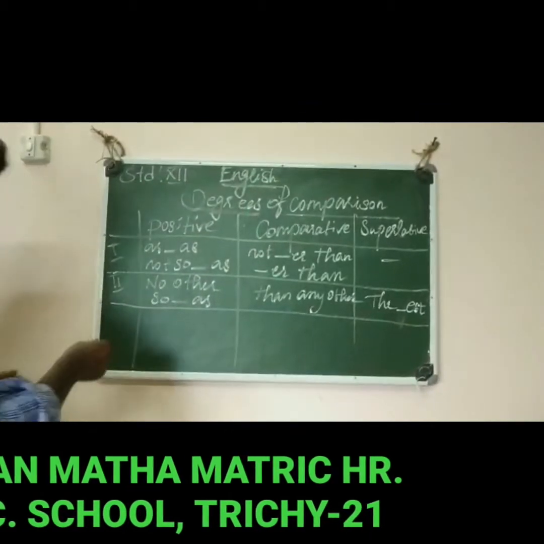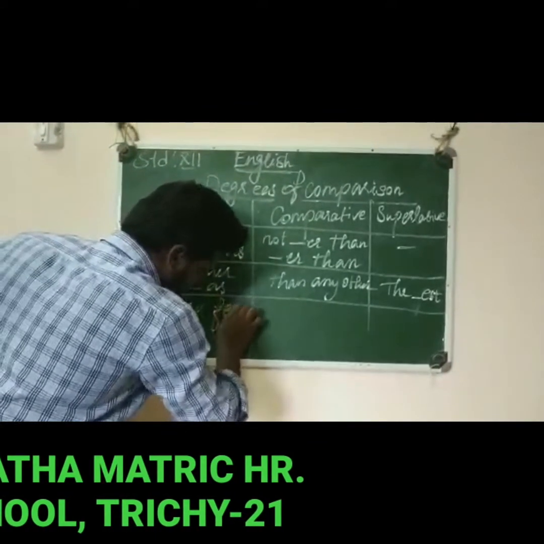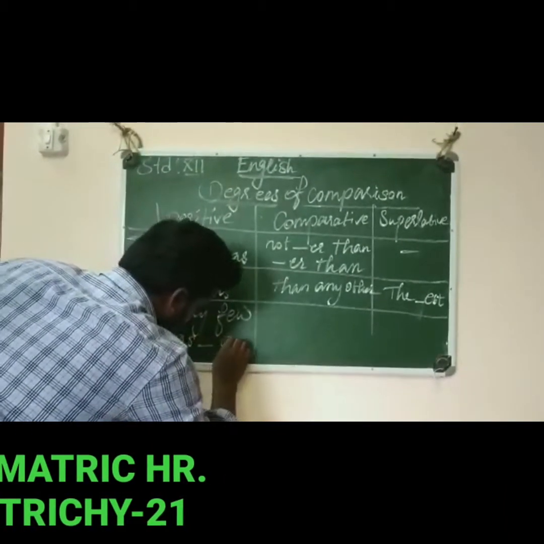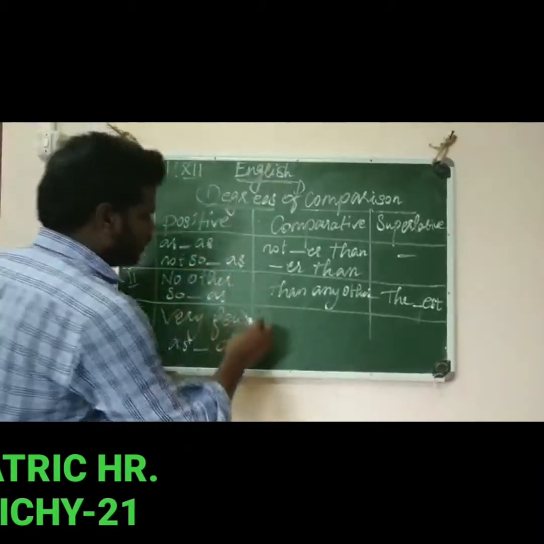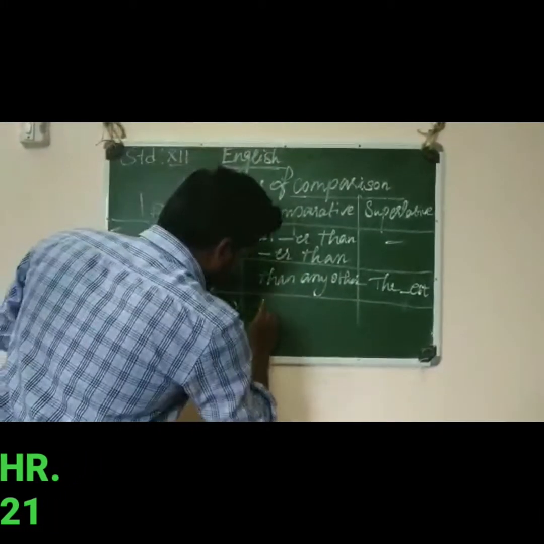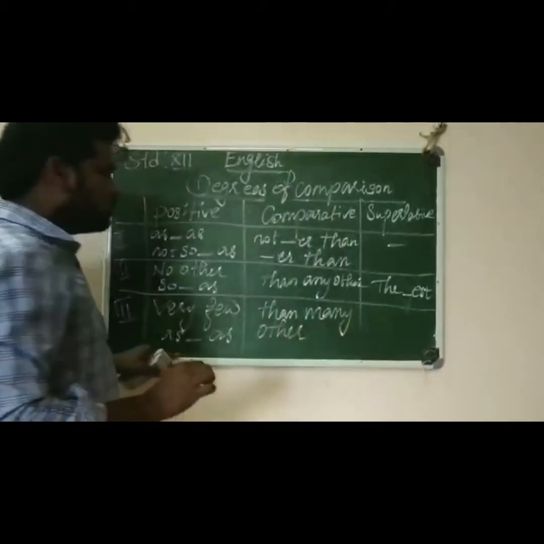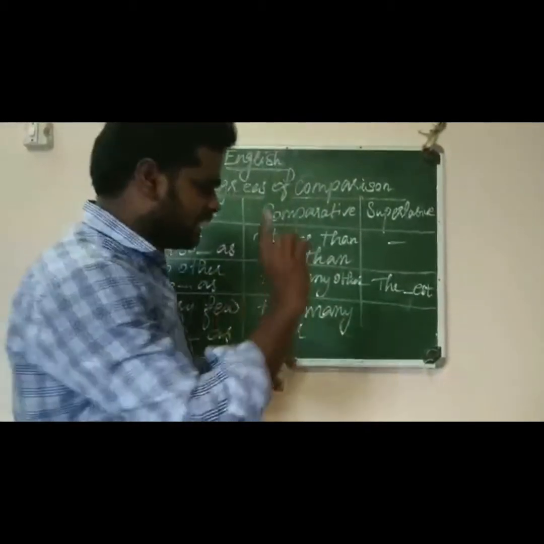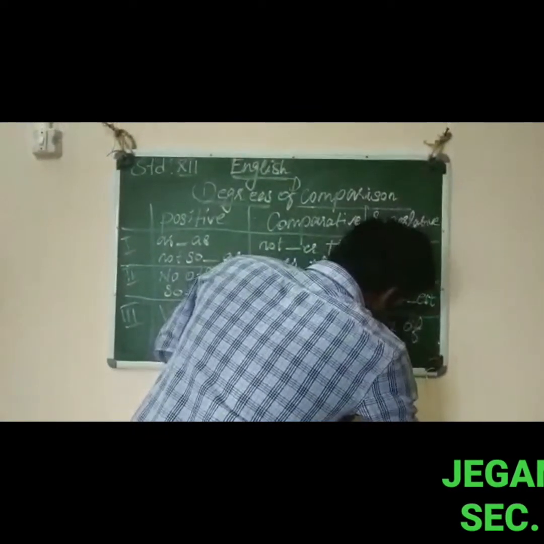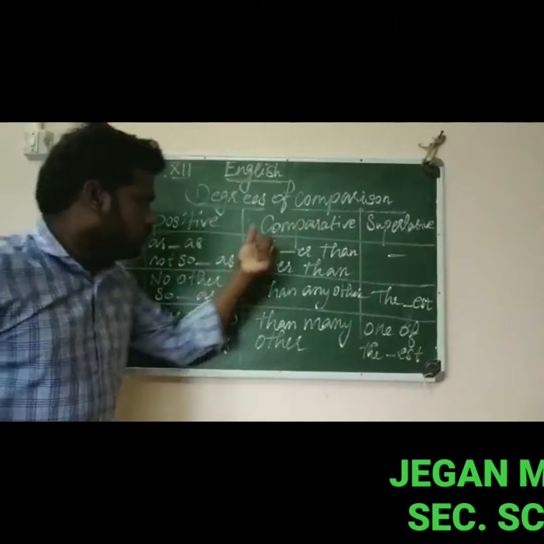The third type: very few, as, than many other. The second type comparative is than any other; here, than many other. Superlative degree, the third type: one of the, est, that is adjective est. One of the est.